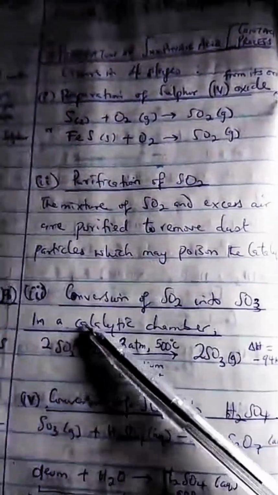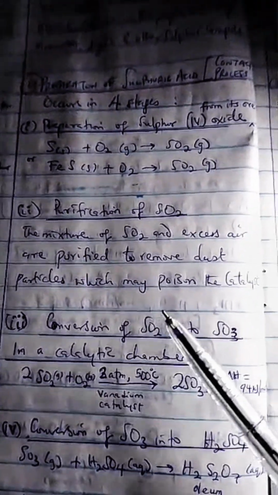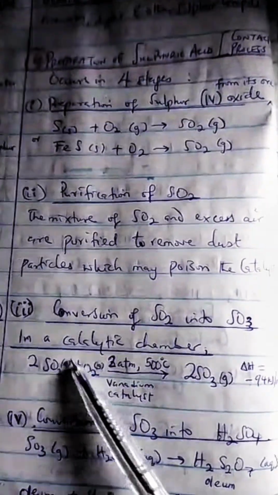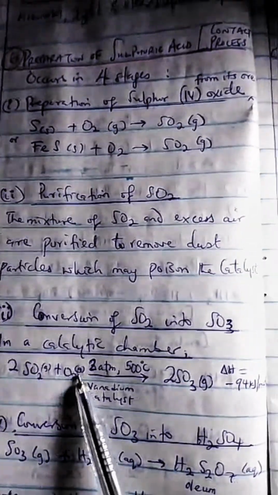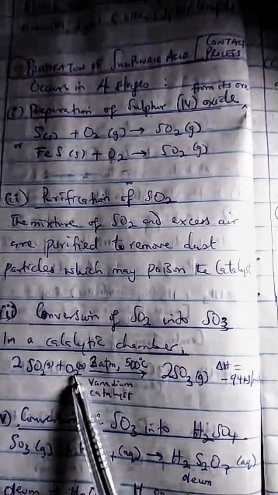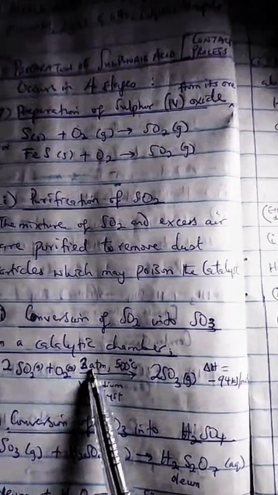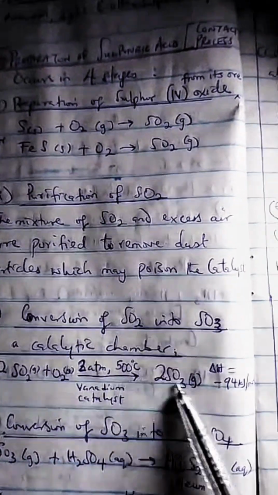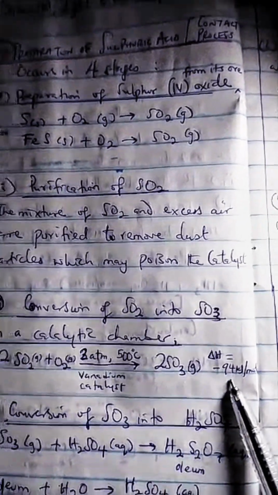So the third stage of the contact process, that is the manufacture of tetraoxosulfate 6 acid, commonly known as sulfuric acid, takes place in the catalytic chamber where the sulfur 4 oxide is converted into the sulfur 6 oxide. It's by reaction with oxygen in the presence of vanadium catalyst at about 2 atmosphere pressure and 500 degrees centigrade. That's a lot of temperature, and it's an exothermic reaction.